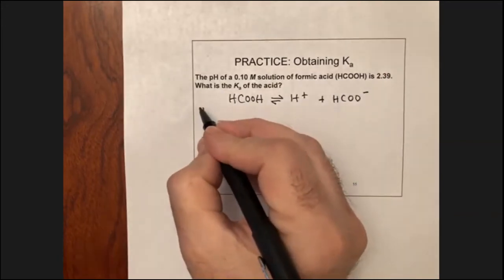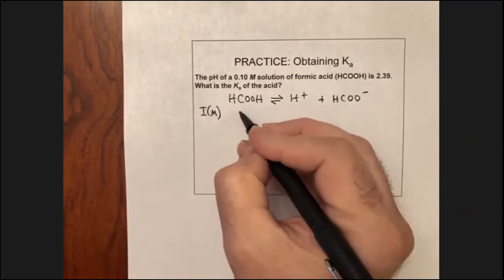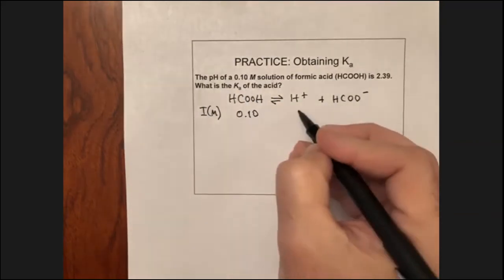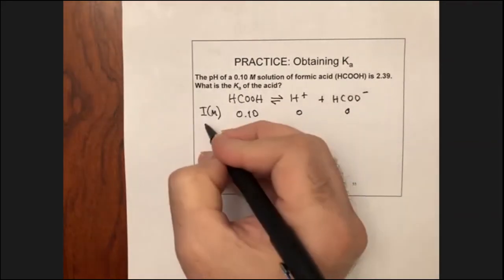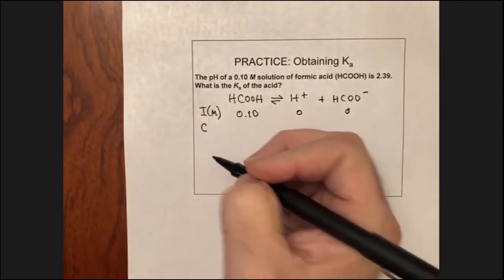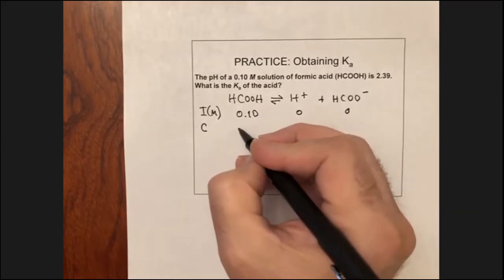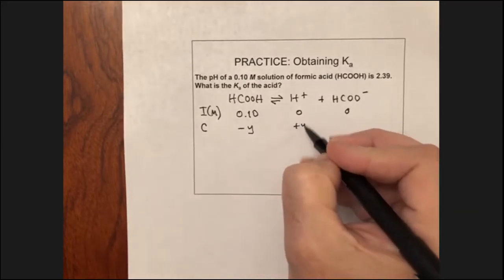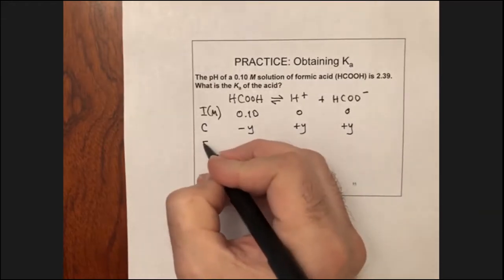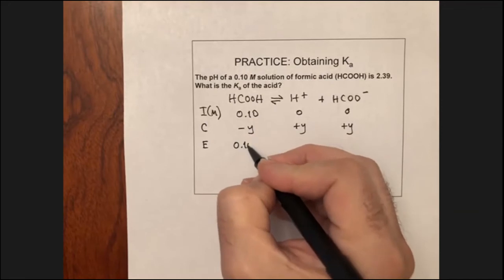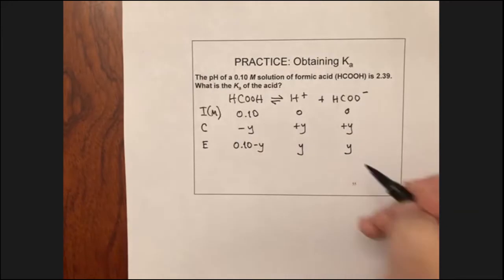So let's start out our ICE table, and we'll go with molarity here. It says this is 0.10 molar. And of course, we start out with no ionization products. Let's see what the change is. Again, I'm going to use Y. And then at the end of the process, we'll have 0.10 minus Y, Y, and Y.